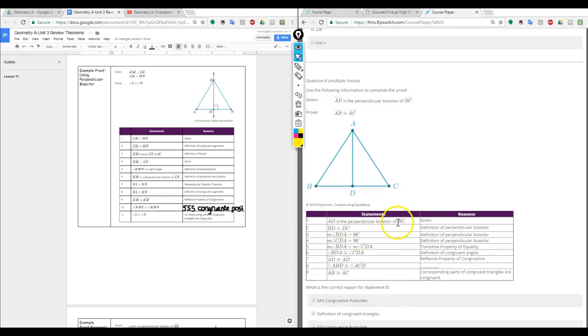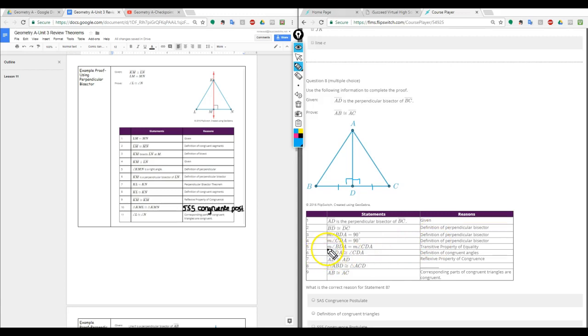So AD is perpendicular bisector of BC. That's given. That means segment BD is congruent to segment DC. BD is congruent to DC. That's our definition of perpendicular bisector. That also means that the measure of angle BDA, this angle, is 90. And the measure of angle CDA is 90. Definition of perpendicular bisector and definition of perpendicular bisector.